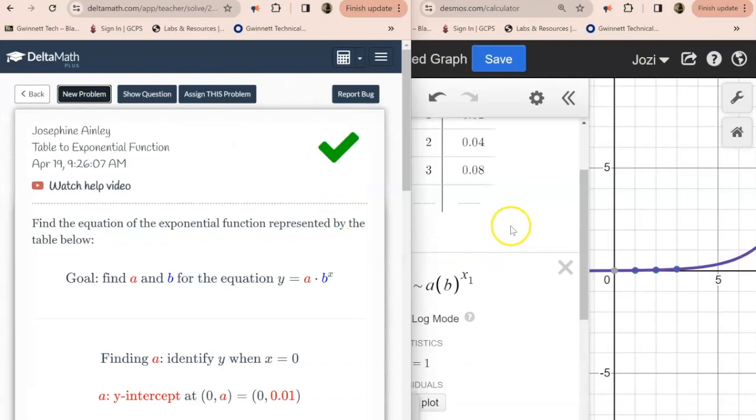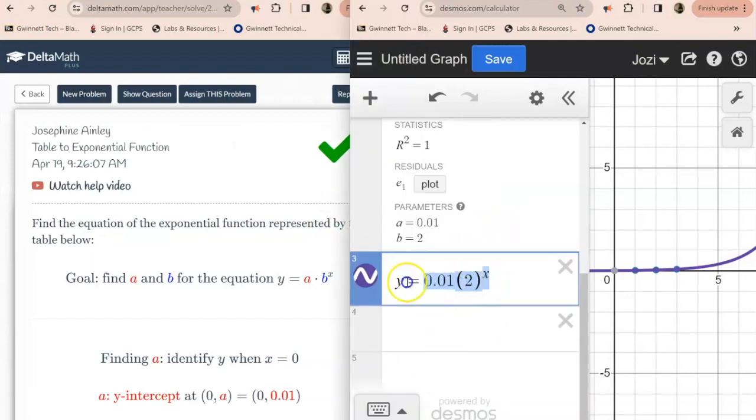Okay, so you input the table, change the two things in the calculator, put in the answer choice to match the graph, and you're fine.